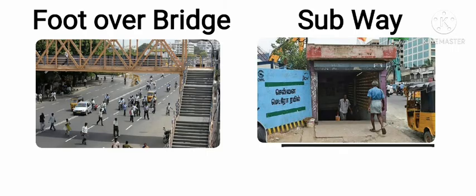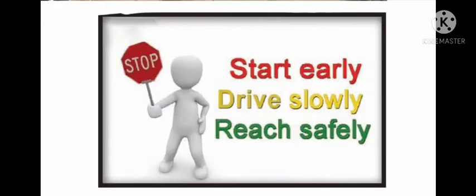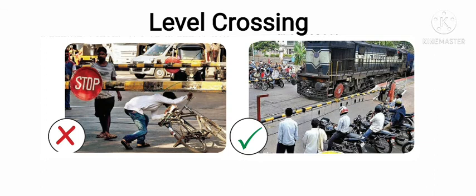Use the foot over bridge or subway to cross the road. If there are none, use the pedestrian crossing, that is zebra crossing. Cross when the traffic symbol of a person walking turns green. In order to be safe, we have to start early, drive slowly, and reach safely. At some places, the road and the train track meet. It is called a level crossing. Never try to cross it when the gates are closed.